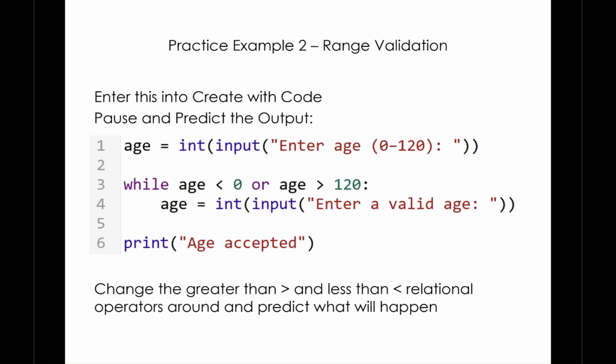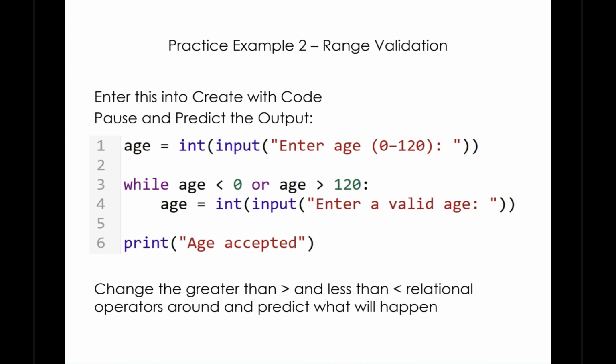Okay, practice example number 2, range validation. Enter this into Create with Code. Pause and predict the output. Line number 1, we have age equals int input, enter age 0 to 120. Specifies the input. On line number 3, iteration begins where age, which is supposed to be a whole number as an integer, while age is less than 0 or age is greater than 120, it prompts you to enter your age again as a number.